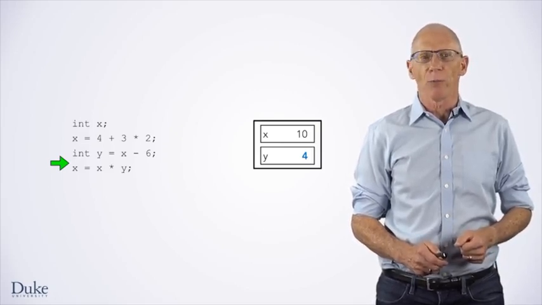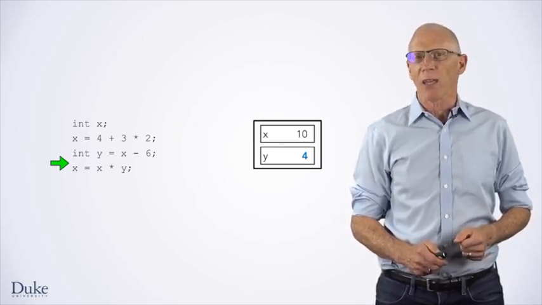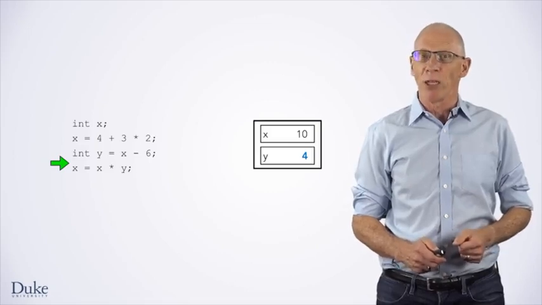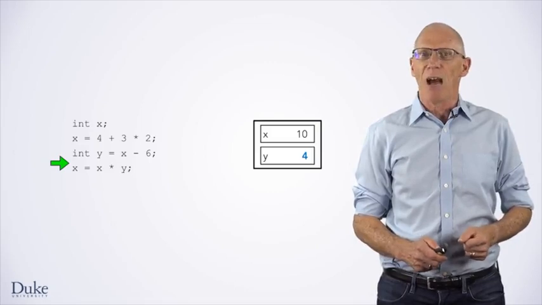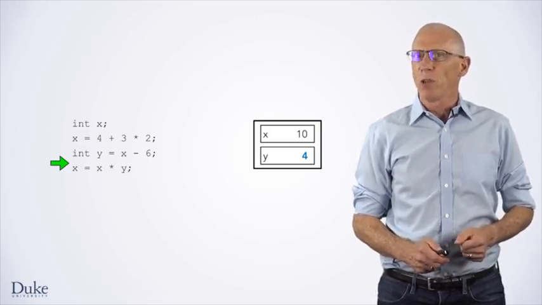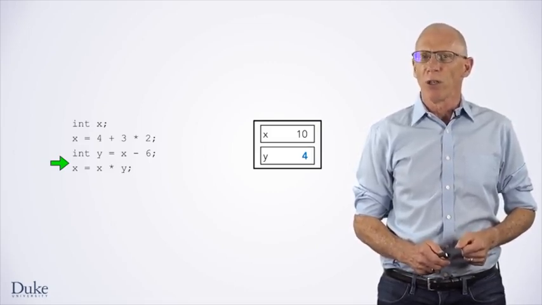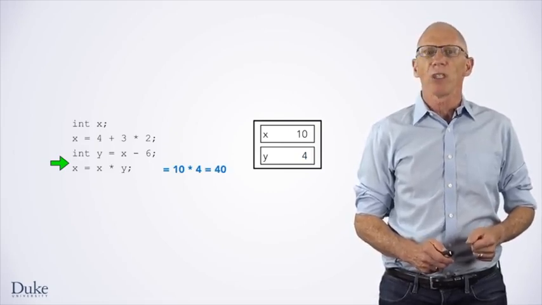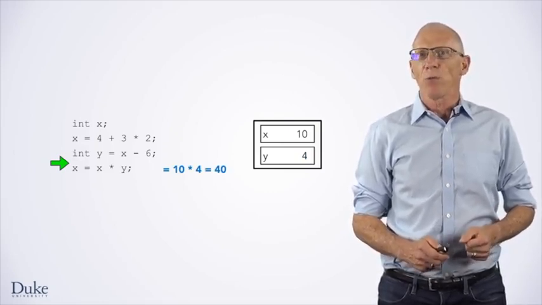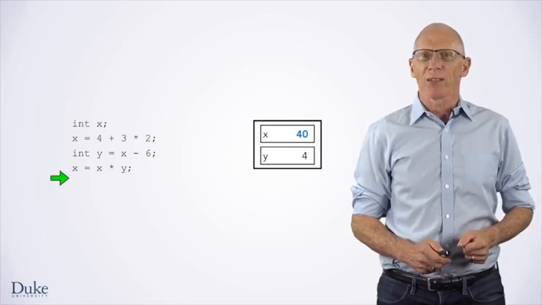Sometimes novice programmers expect statements which look like this to behave like algebraic equations with an equal sign, where you might solve for x. However, that's not what happens. Instead, you follow the rules you've already learned. The right-hand side evaluates to 10 times 4, which is 40. And you put 40 in the box for x.